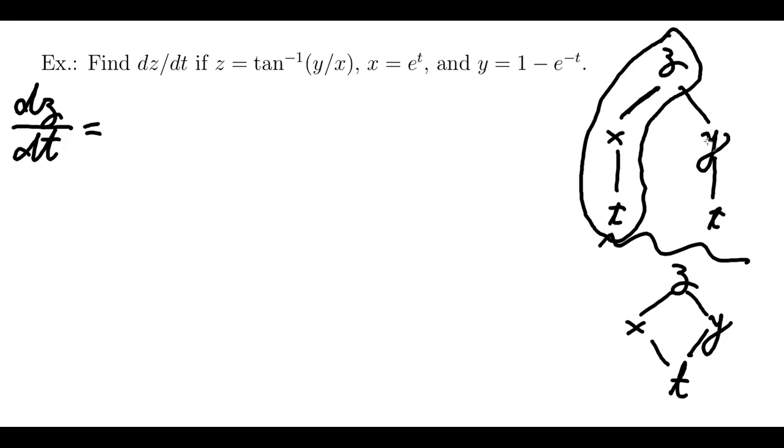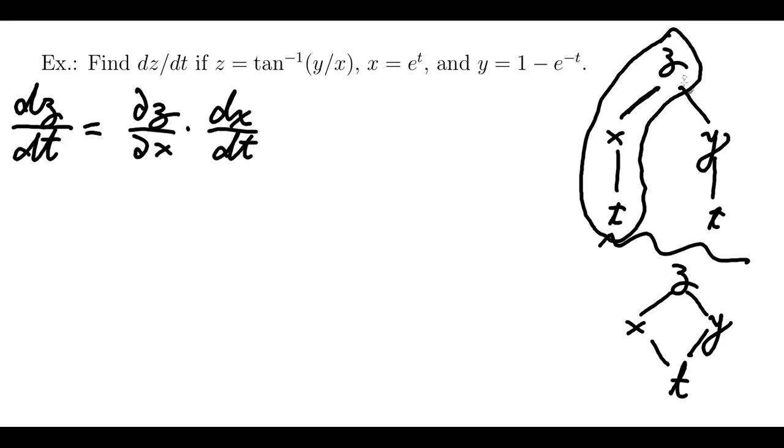Z depends both on x and on y. So this amount of change is going to be a partial derivative of z with respect to x, and that is going to be multiplied by the derivative of x with respect to t. Now x only depends on t, so that's an ordinary derivative, dx by dt.